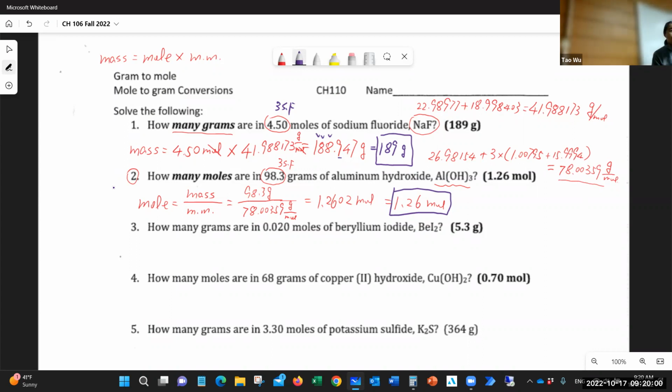Okay, so let's go to the lab, and I need 2 volunteers to help me bring the lab kit to the lab.